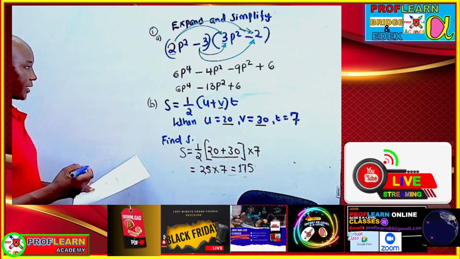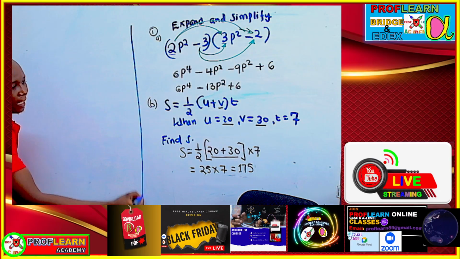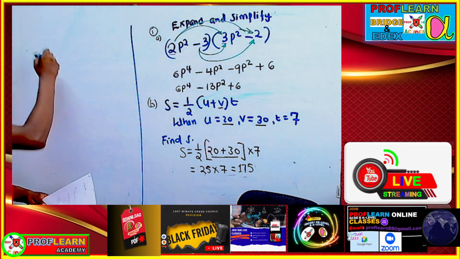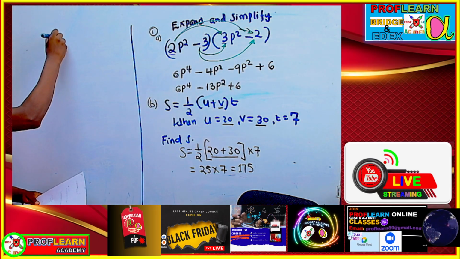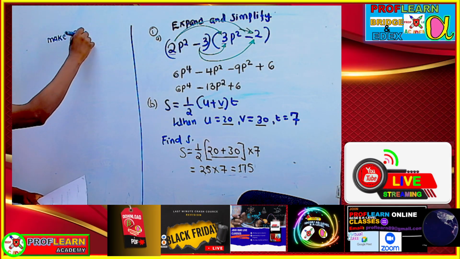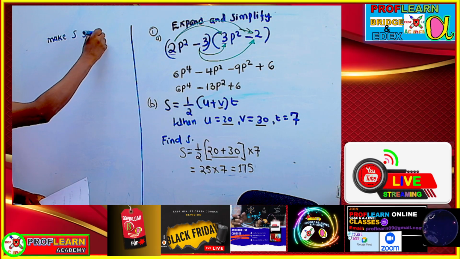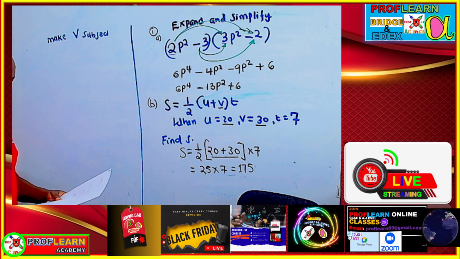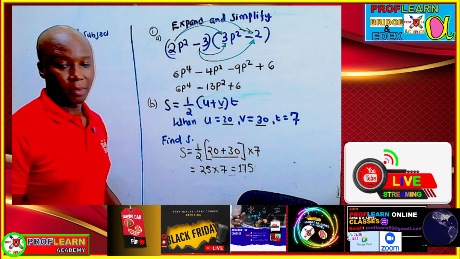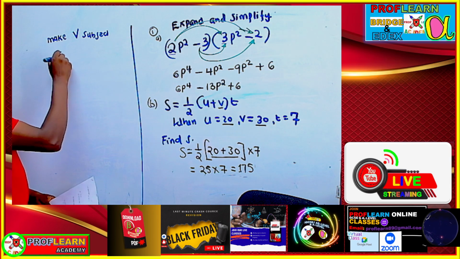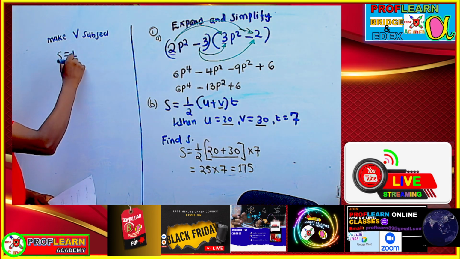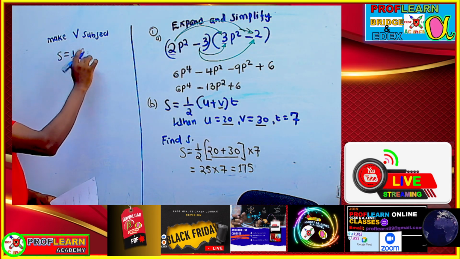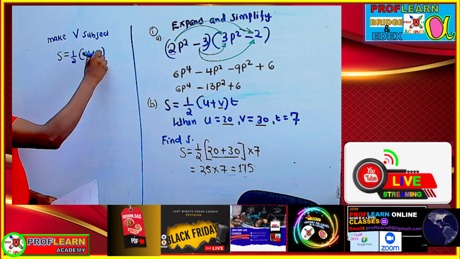Candidates were asked to rearrange this, and in that way you are told to make V the subject of the formula. So our formula was S is equal to 1 over 2 into (U plus V) T.